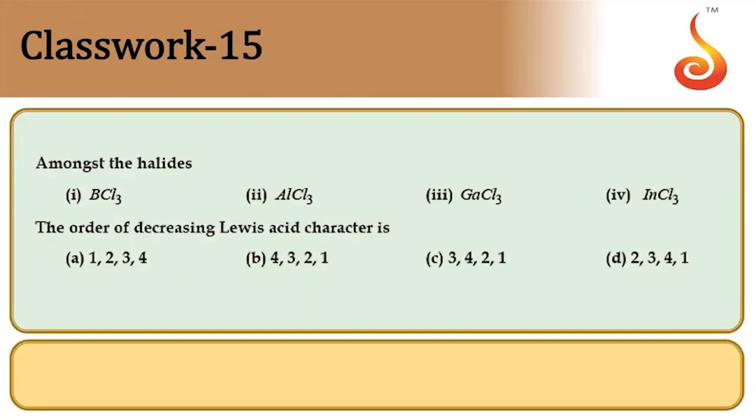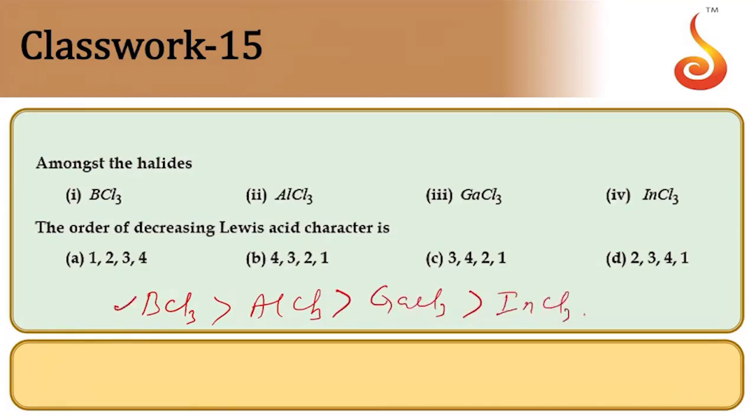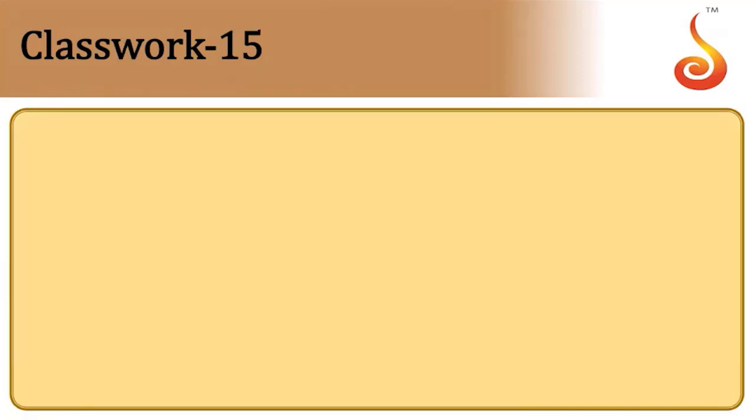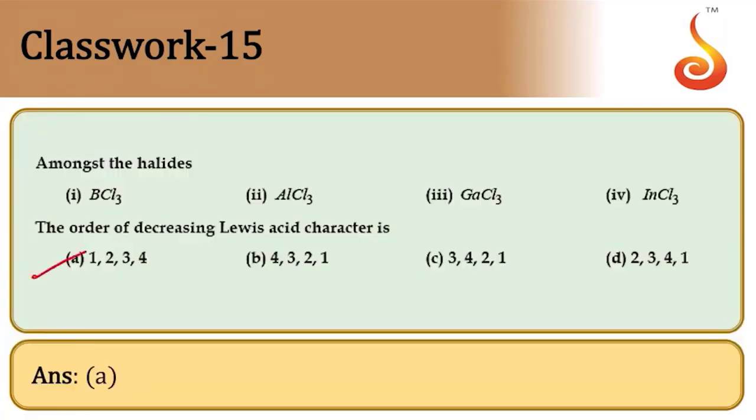Then, among the halides, the order of Lewis acidic strength among the chlorides given to us is BCl3 greater than AlCl3, greater than GaCl3, greater than InCl3. This is the order among the chlorides we have now, because they do not form back bonding. So BCl3 is greater than AlCl3, GaCl3, and InCl3. So answer is option A in this case.